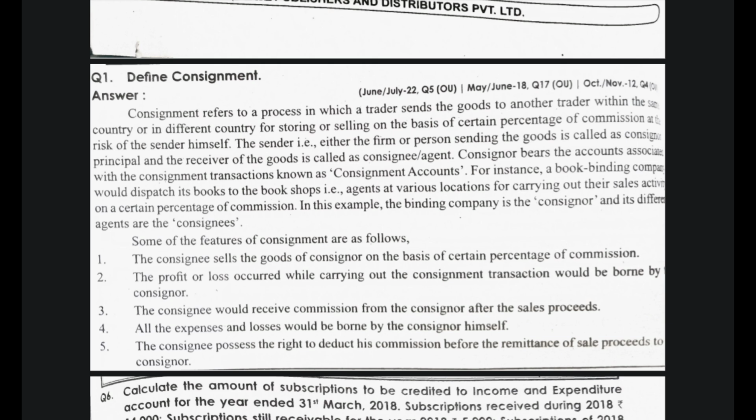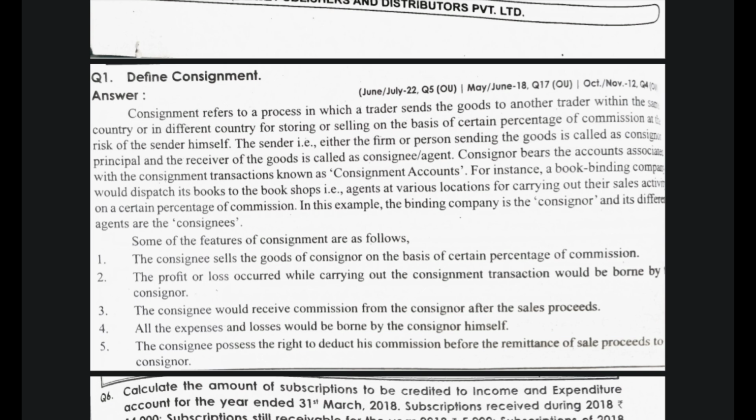One person sends the goods, so two parties will be there. The owner of the goods we call the consigner, and the agent whom he asks to sell the goods, that person we call the consignee. So on a commission basis, the consignee will sell the goods. The risk is of the sender himself, and the sender, either the firm or person sending the goods, is called the consigner or principal, and the receiver of the goods is called the consignee or agent.